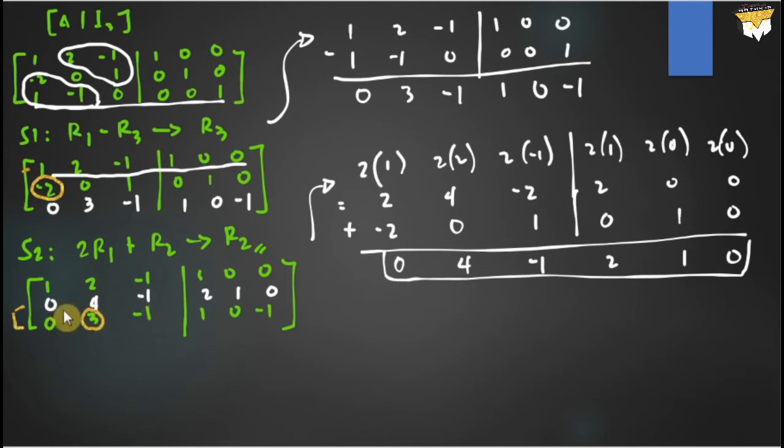Dahil pareho na sila 0, so pag minultiply ko siya, in-add ko yung subtract, 0 pa rin magiging result dito sa first column natin. Then, sa rows 2 and 3. Okay? So, ano naiisip natin?